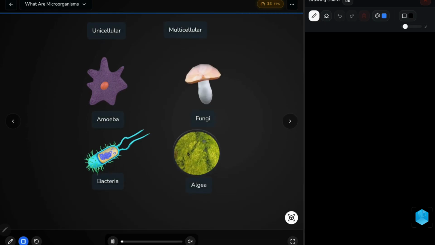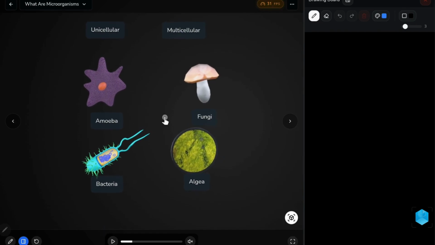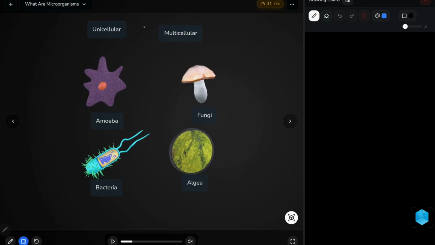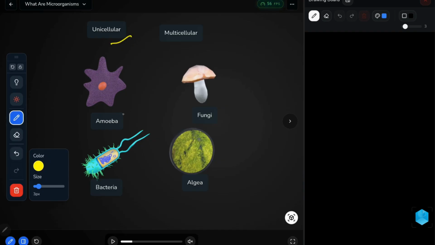Now let us see the other model. Here they gave an example of different organisms. Here it is a unicellular organism, and here it is a multicellular organism. Unicellular organism examples are amoeba and bacteria. You can see the difference in their shapes.